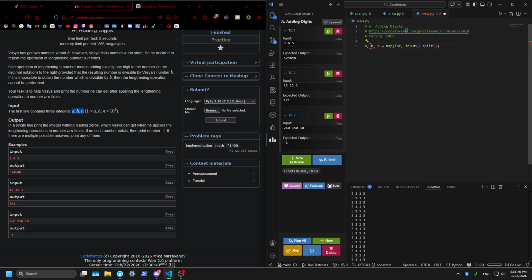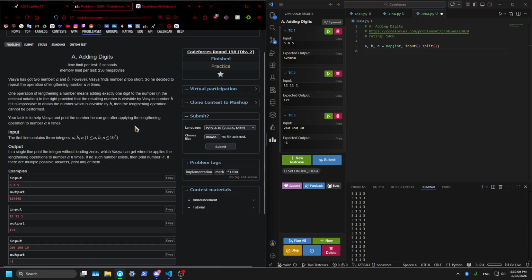What the hell? You use white space characters instead of spaces? That's crazy. So, print a single number without leading zeros when he applies the lengthening operation n times. If none exists, print -1. If there are multiple, print any of them.